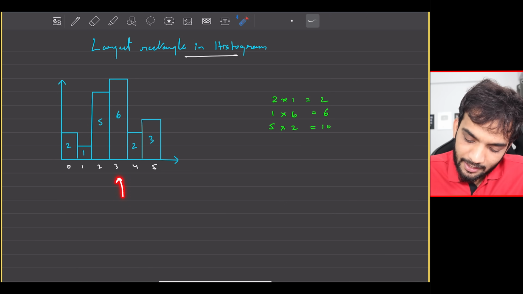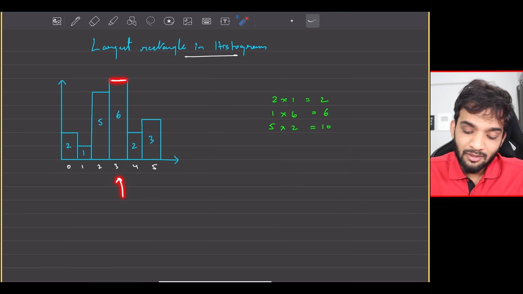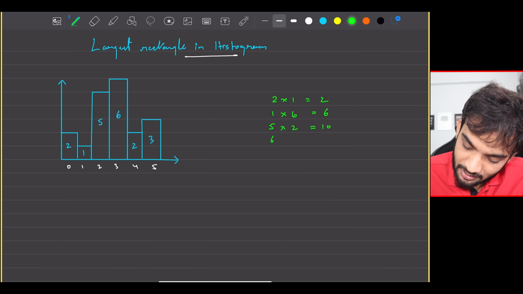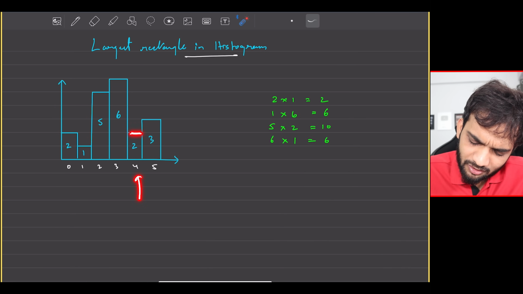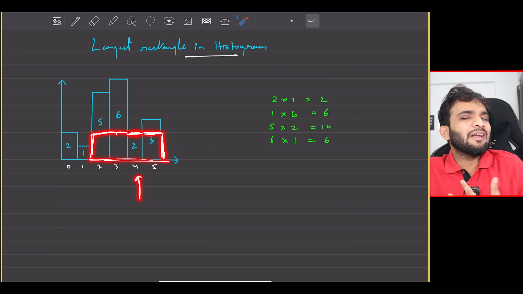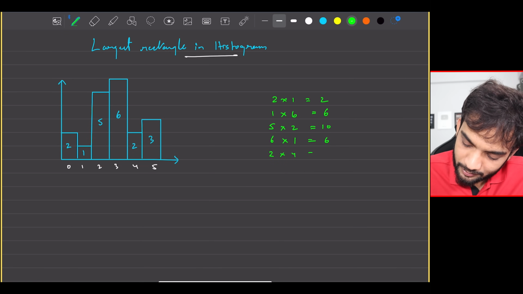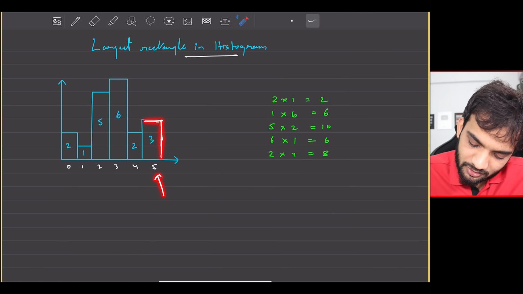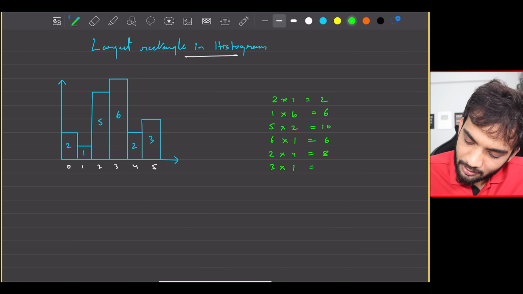I'll go to the next one. I'll see that it has a height of 6, so it cannot go left and it cannot go right. So it'll have a height of 6 and a width of 1, so the area will be 6. Then I go to this one, which has a height of 2. It can go right, and can go left only up till here. So this is the rectangle it will form, which has a height of 2 and a width of 4, which is 8. Then I'll go to the next one, which has a height of 3. It cannot go left, cannot go right. So this is the only rectangle it can form, a height of 3 and a width of 1, which makes it a 3.